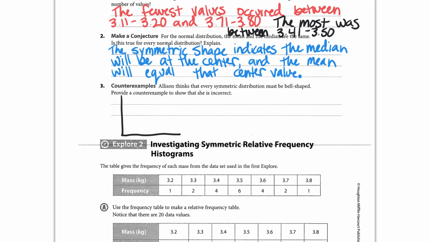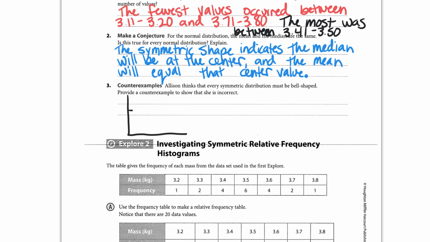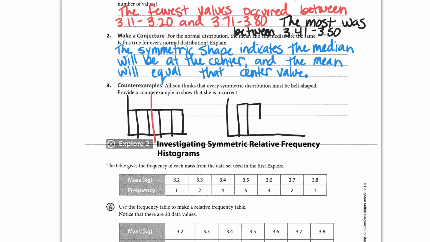So here I have the axes. If all of my bars are the same, and I split it in the middle, both sides are mirror images of each other, but it doesn't take on a bell shape. Another example could be if we had two tall, one short, and two tall.